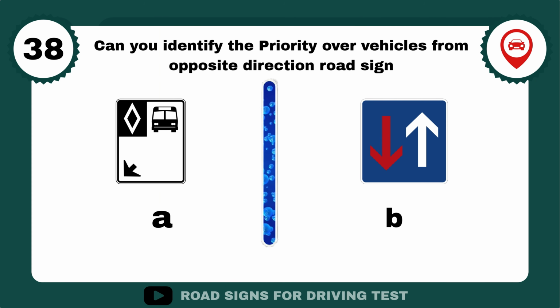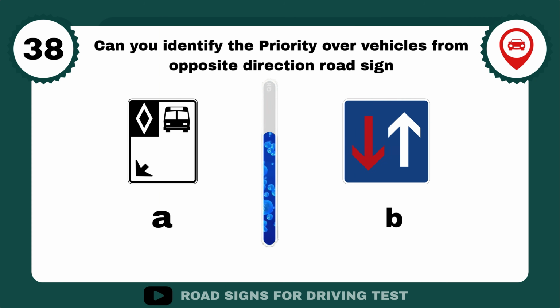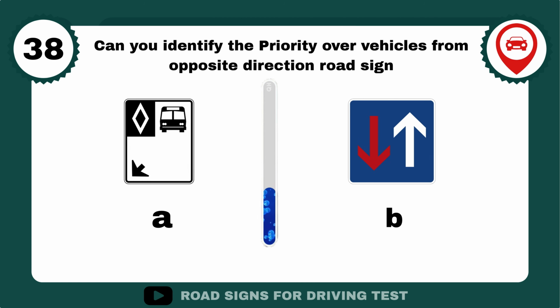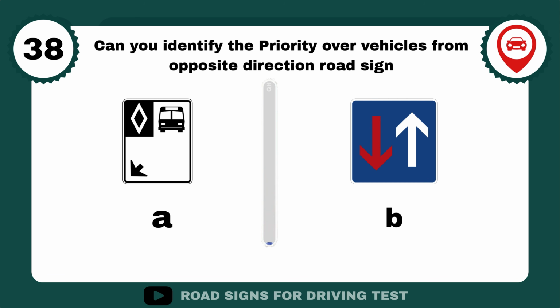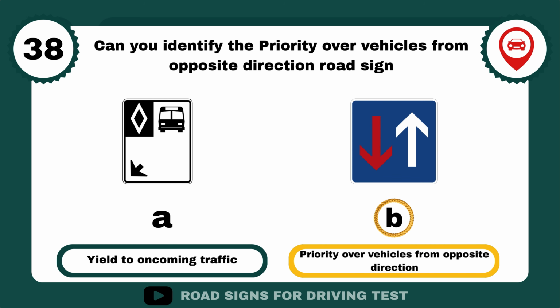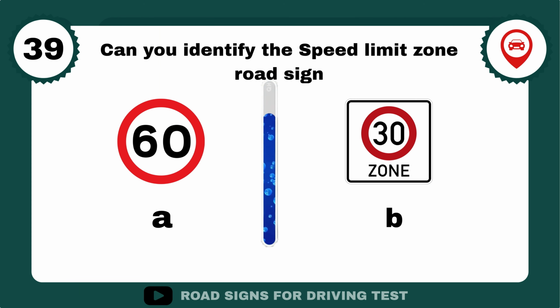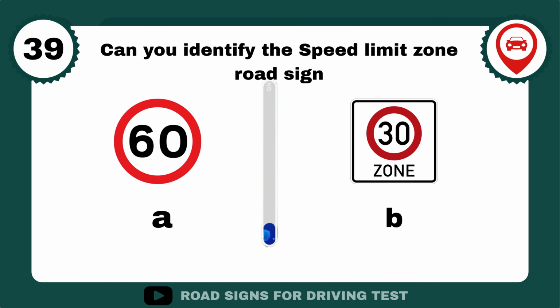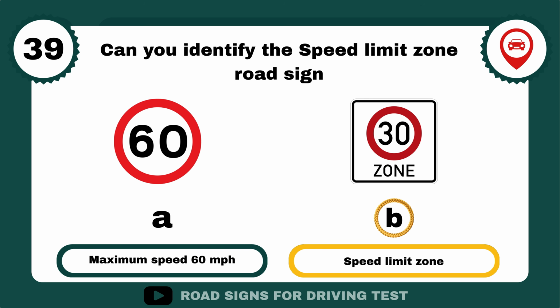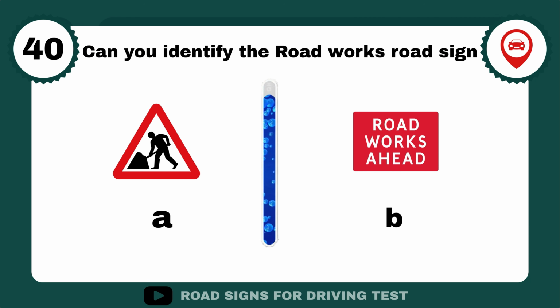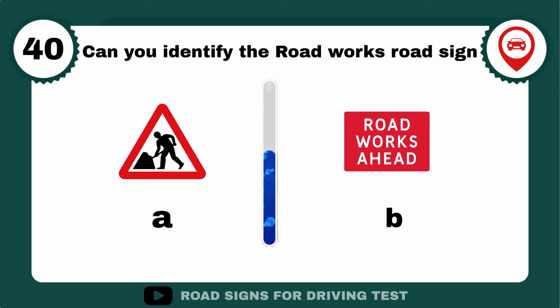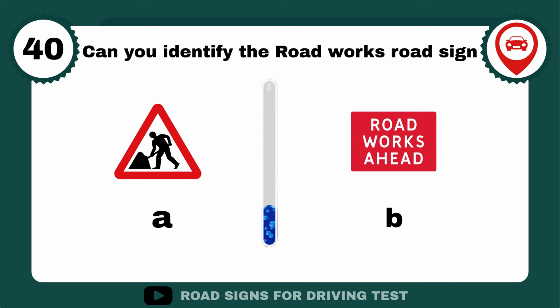Who gets priority over vehicles from the opposite direction here? B. Which one marks the start of a speed limit zone? B. Spot the roadworks sign. A.